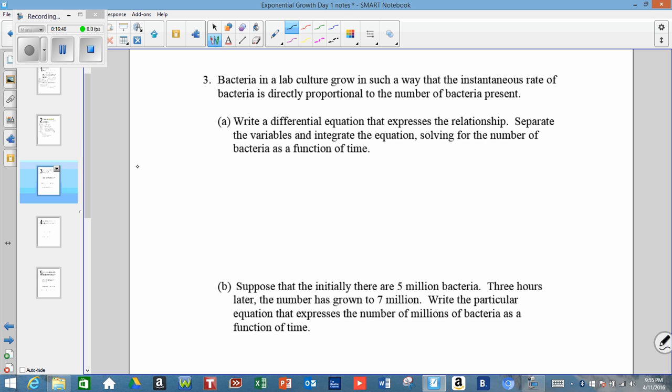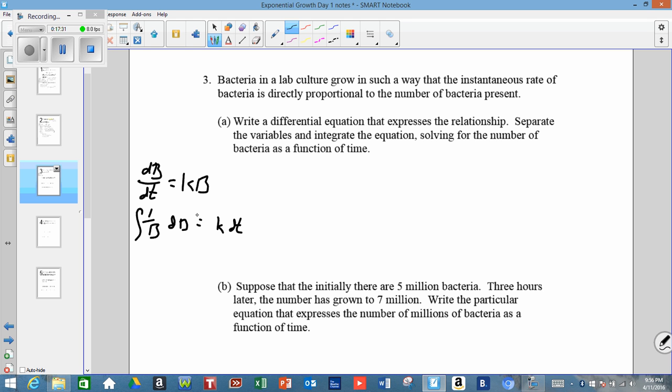So we're going to start off the same way we have been. dB for bacteria over dt. That's how the bacteria is changing, is directly proportional, k, to the bacteria, B. All right. First one says write the differential equation. We just did. Separate the variables and integrate the equation, solving for the number of bacteria as a function of time. Notice this time they didn't give us any way to find k, so we just have to do this with k as a constant. Multiply the dt to the right, divide the B to the left. 1/B dB is k dt.